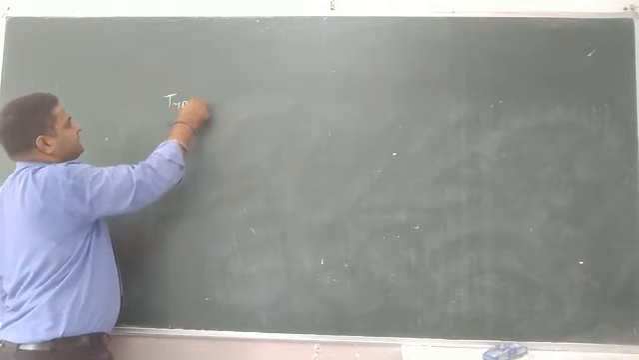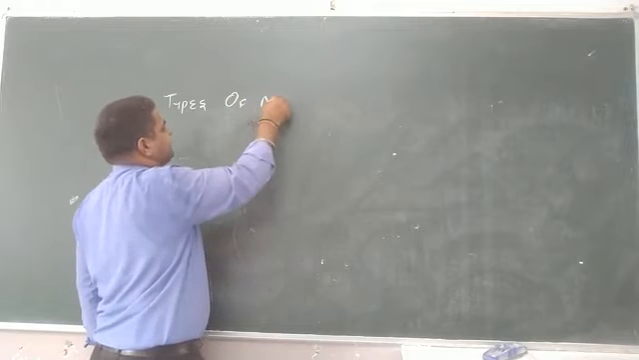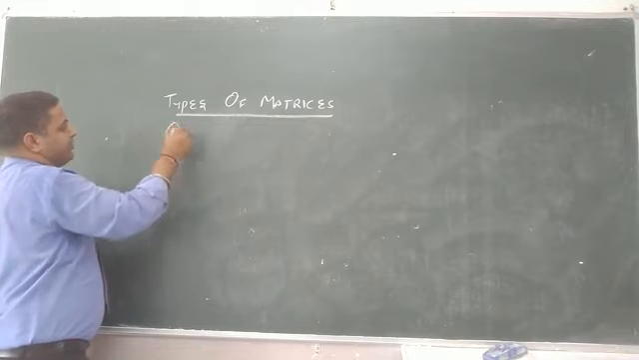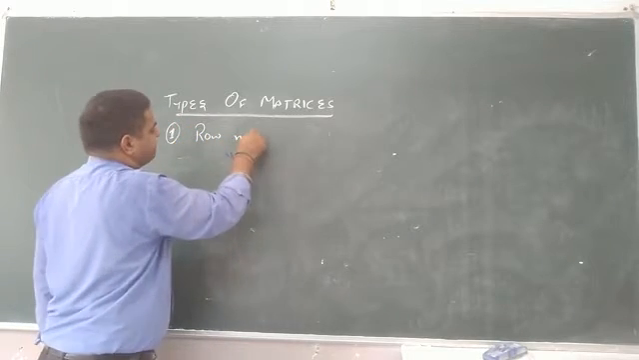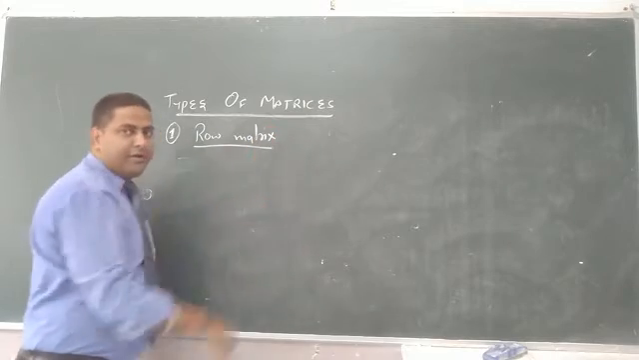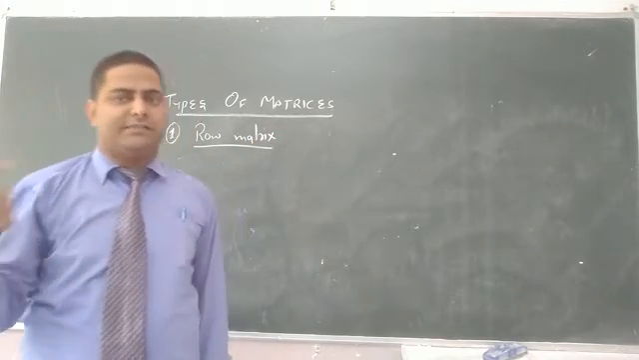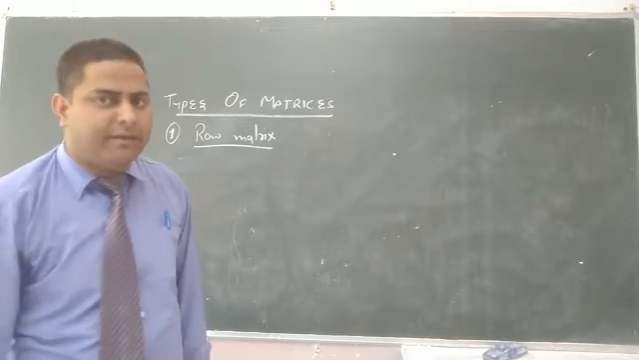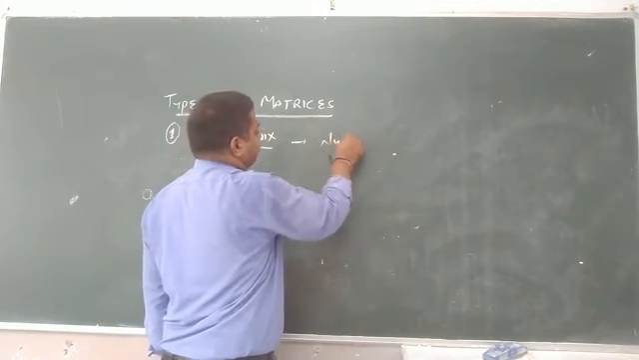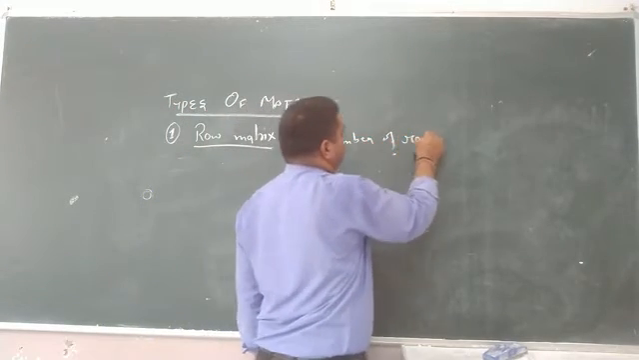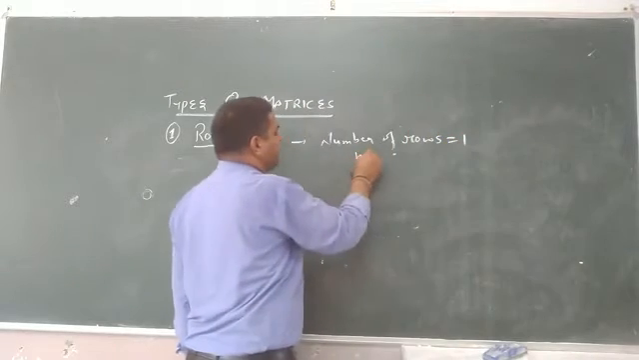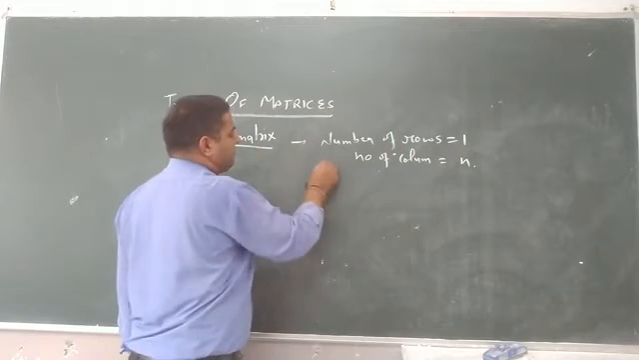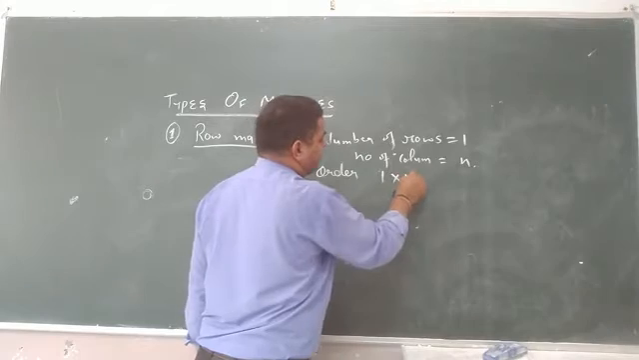Important is types of matrices. First is called row matrix. As is clear from the name, a row matrix is a matrix which has only one row. Number of columns may be any, but number of rows should be equal to 1 and number of columns may be any, say n. So order is 1 into n.